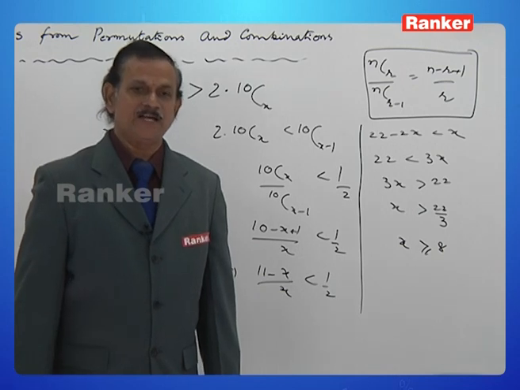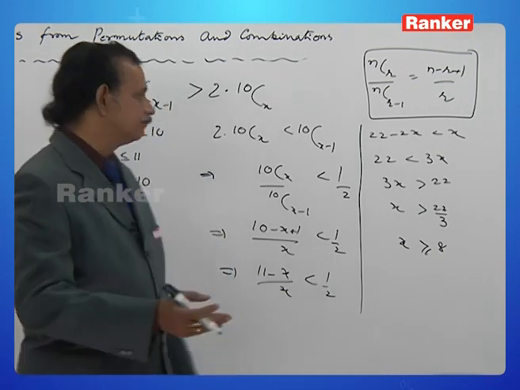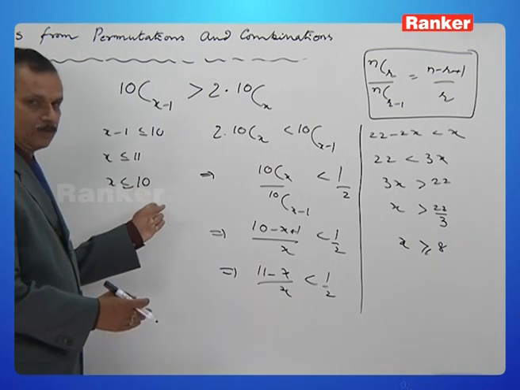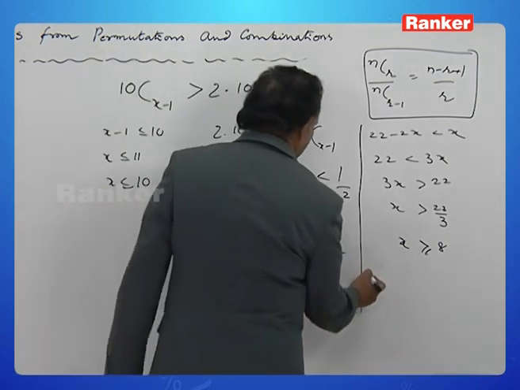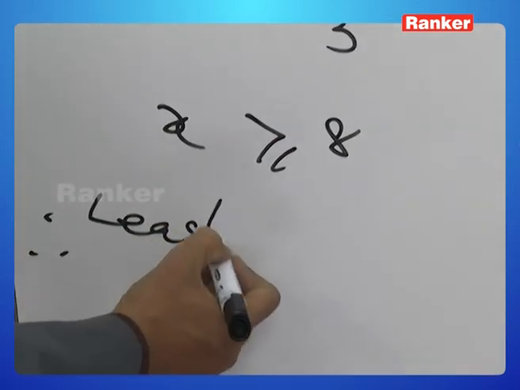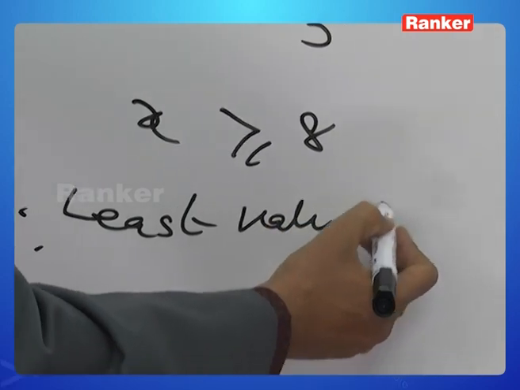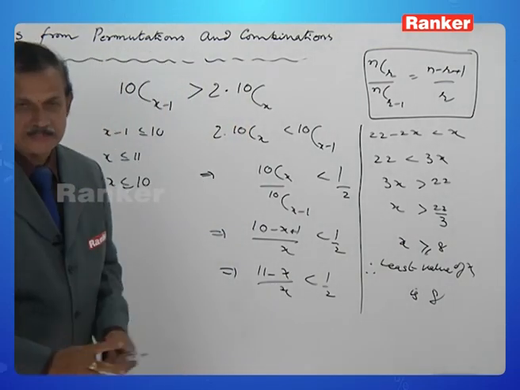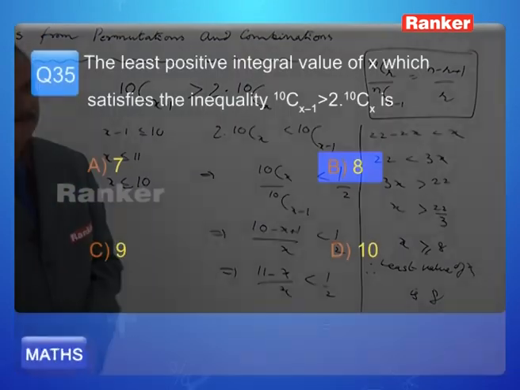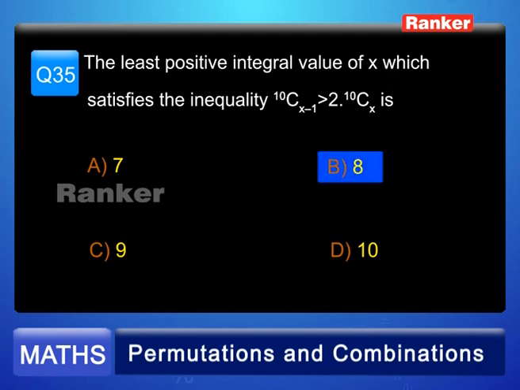So, the value of x might be 8, 9 or at most 10, as x is less than or equal to 10. Among all of them, what is the least value of x? 8. Therefore, the least value of x is 8. 8 is the right option. That is option 2, the second option is the right option. The answer is 8. That is the least positive integral value of x is 8. Therefore, option B is the right option.